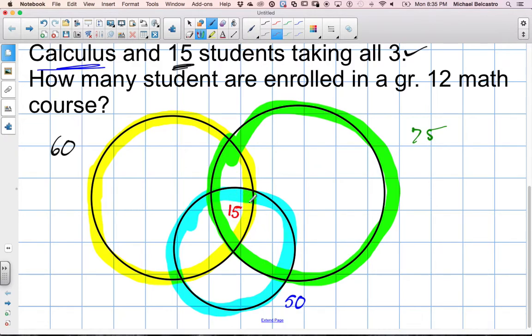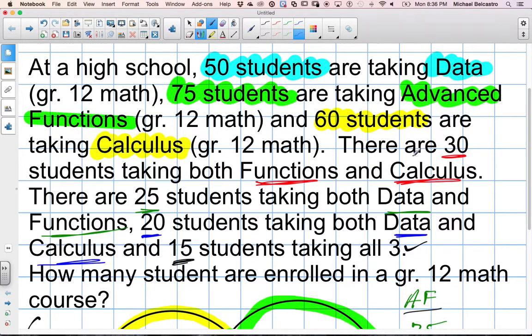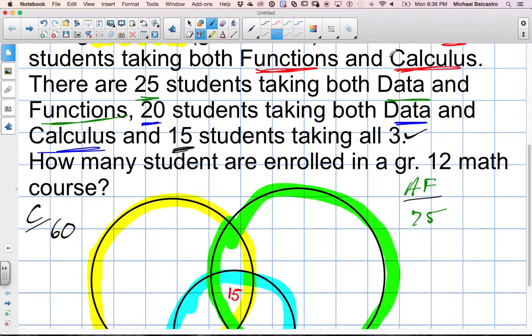And what we're going to do is figure out how many students are taking just advanced functions, just calculus, and just data. I'm going to write down the letters with them, they're getting me confused. This is advanced functions. This is calculus. C is calculus, that's advanced functions, and this is data. They've given us some of the doubles, where things cross over each other.